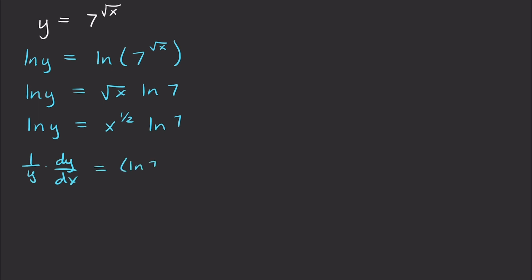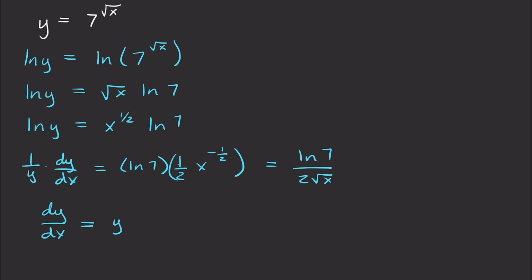And then taking the derivative, I get 1 over y times dy/dx equals ln of 7 is just a number, so it comes out front. And then the derivative of x to the 1/2, I'll bring down my 1/2 and subtract 1 from my exponent, making it minus 1/2. And I will get the natural log of 7 over 2 square root of x. And now I need to multiply by y. So my dy/dx is going to be y times everything I have over here to the right. So that is just y ln of 7 over 2 square root of x, or 7 raised to the square root of x power times ln of 7 all over 2 times the square root of x.